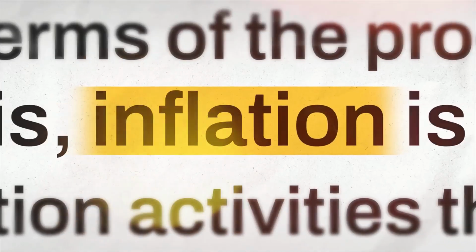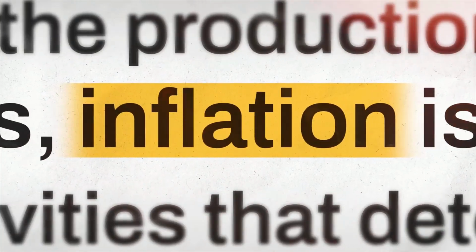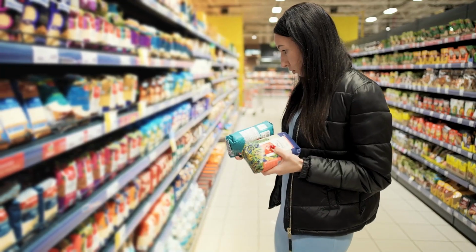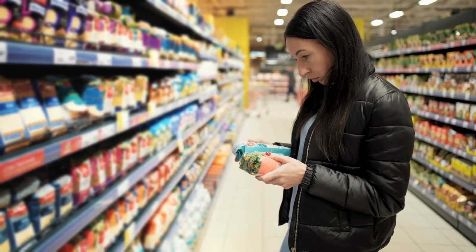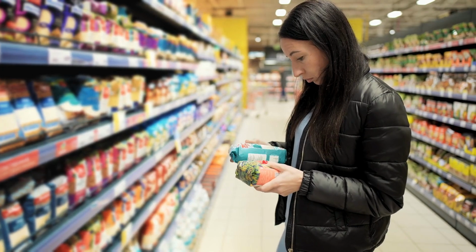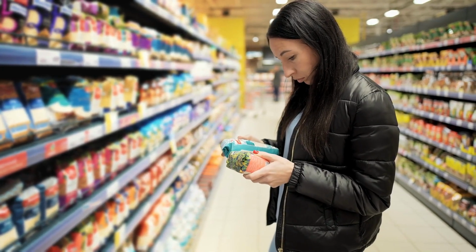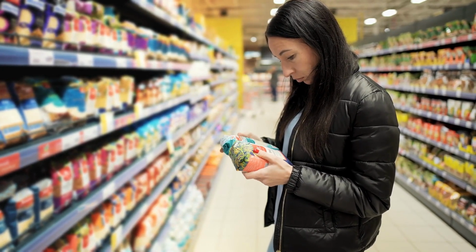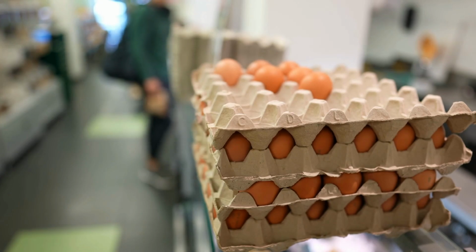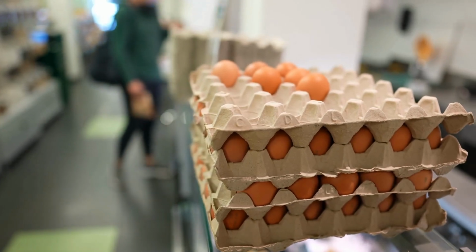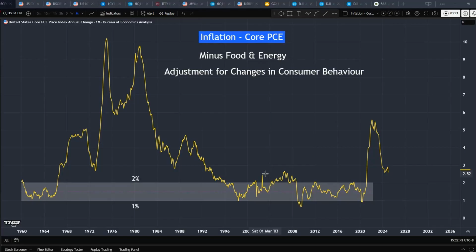And this provides a broader view of inflation by including adjustment for changes in consumer behavior. The Fed believes this measure better reflects overall economic trends and is less affected by temporary price shocks, for example, a sudden jump in egg or energy prices. And let's take a look at their characteristics.